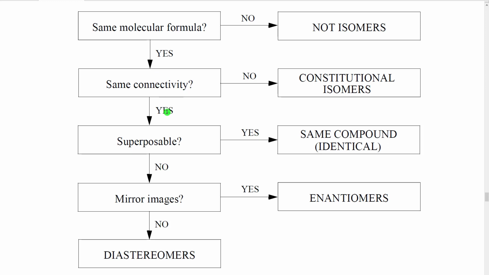On the other hand, if they still have the same connectivity, then we would ask, are they superposable? If they are superposable, then they're actually identical structures. They're not a type of isomer. They're exactly the same. On the other hand, if they're not superposable, then we ask, are they mirror images? If they're not superposable, and they are mirror images, they're enantiomers. If they're not superposable, and they are not mirror images, then they are diastereomers.